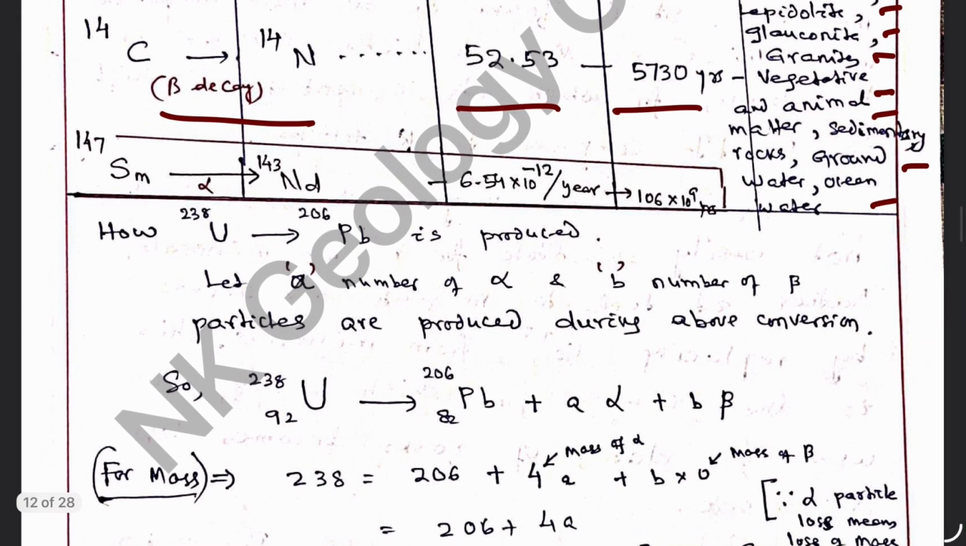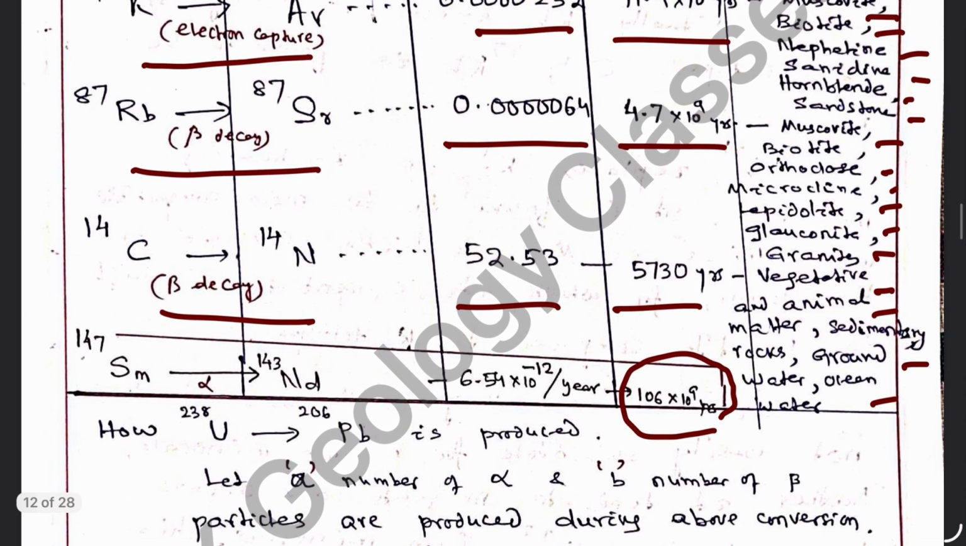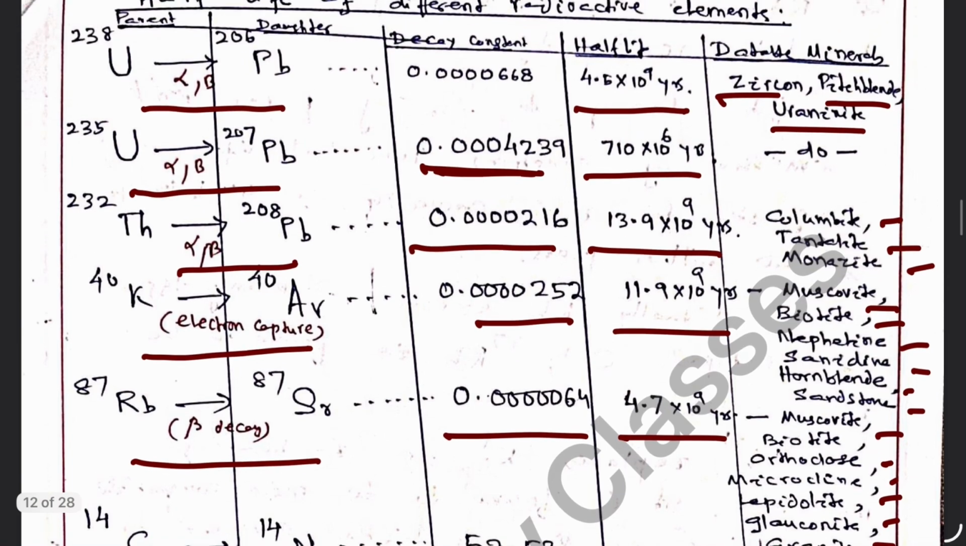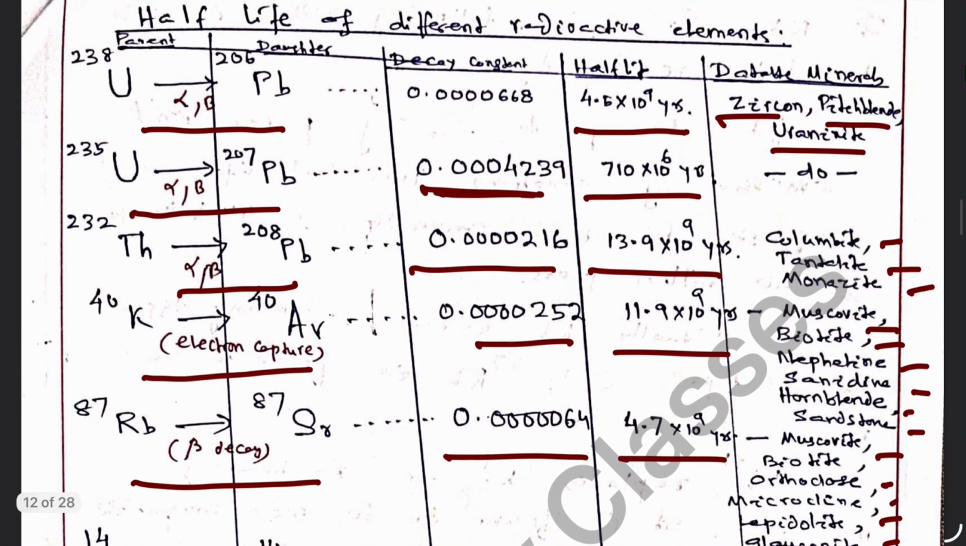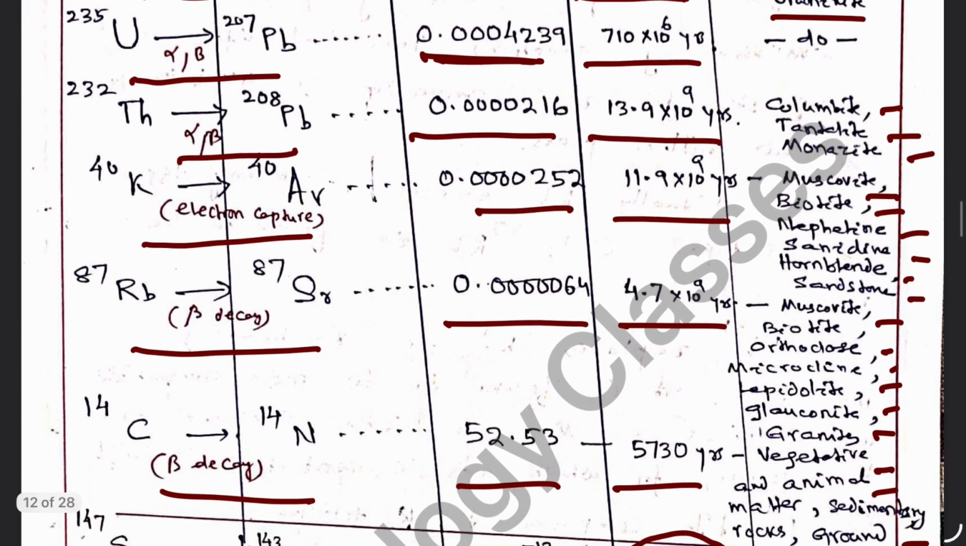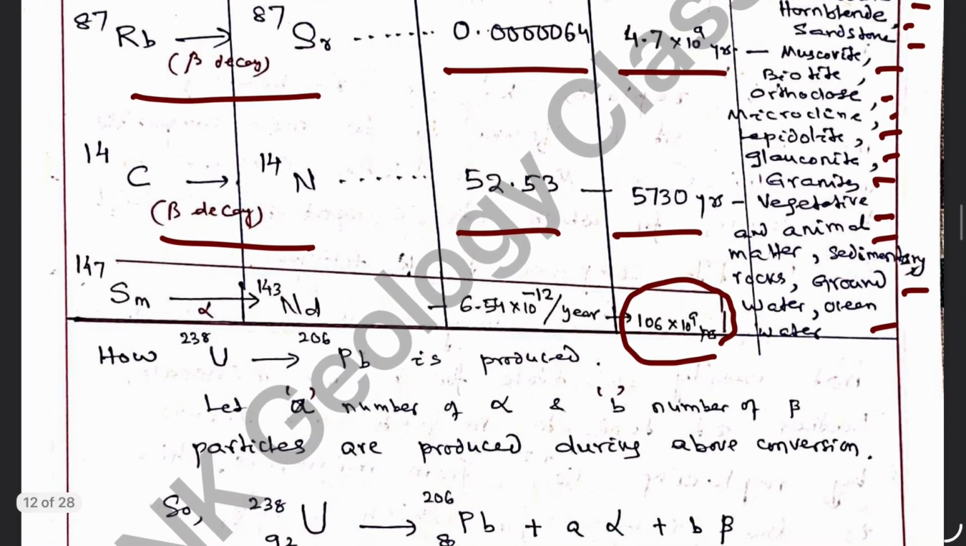Then we have samarium-147, which changes to Nd-143, having half-life period 106 × 10^9 years. So this is the data about the common radioactive elements and their daughters and their half-life periods.